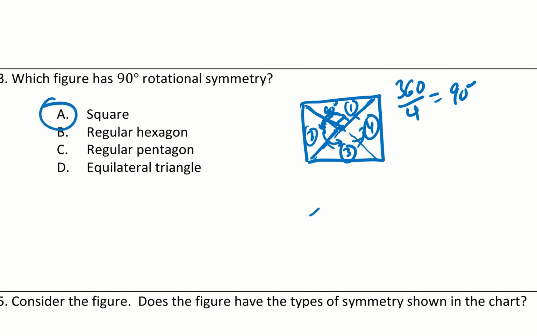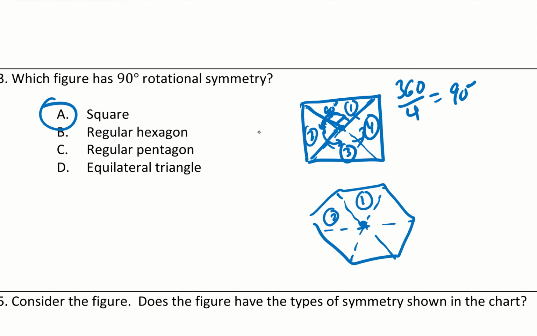If I were to do this for a regular hexagon, then I would have to break it up like this, right? And these pieces are all identical. But if I wanted to move from 1 to 2, for instance, I have a total of 6 pieces, so it would be 360 divided by 6, so it would have to be 60 degrees to move from one to the other. So this is not 90-degree rotational, it's 60 degrees, okay?